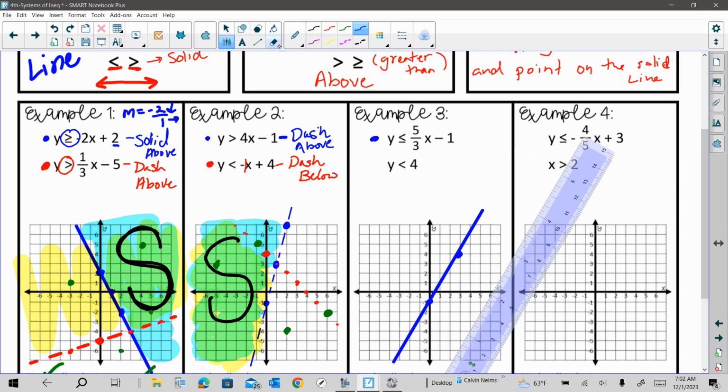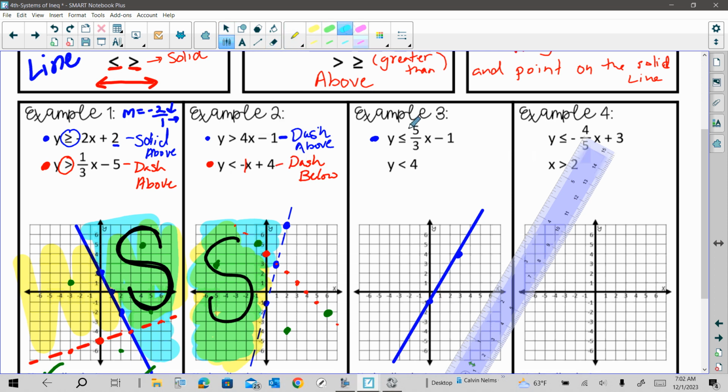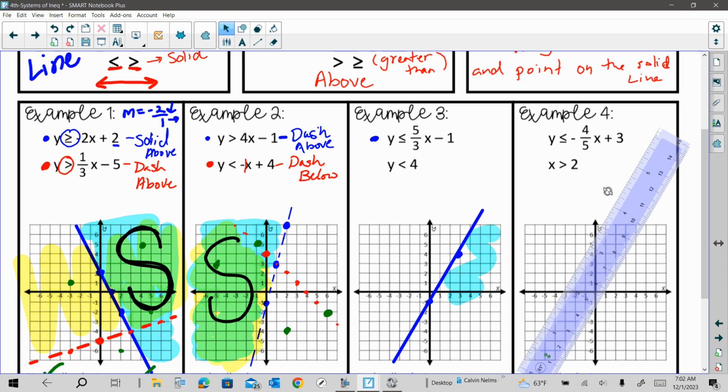And we're going to shade because it's less than. This is a less than right here. So that means we're going to shade below the line. So that would be over here. Let me move my ruler. Nope, it's not going to let me move it. Hold on. All right, back to what I was trying to do, shade below.